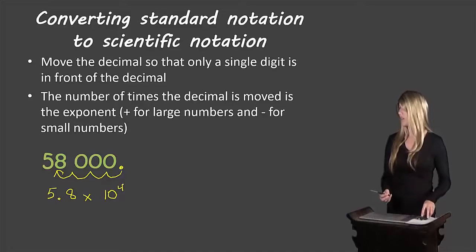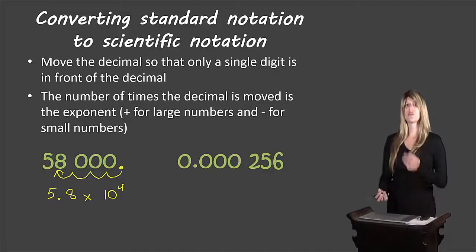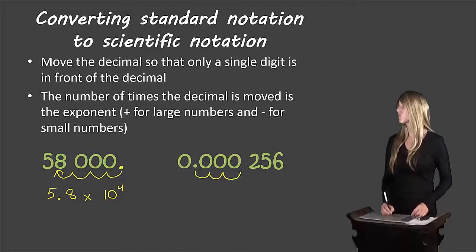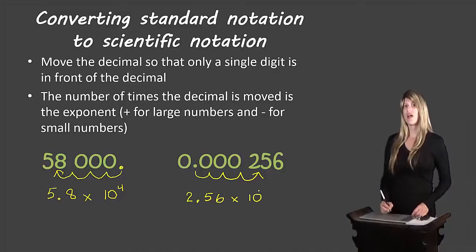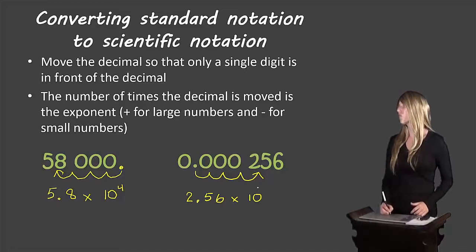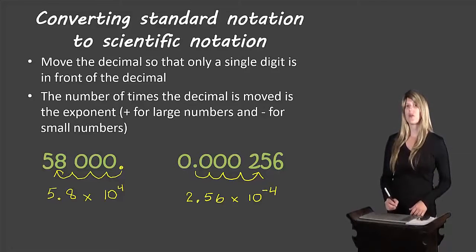Let's take a look at a small number now. In this case, we already have a decimal, but we need to move it so that there's one non-zero digit in front of the decimal. So we're going to move it 1, 2, 3, 4 times. So we'll end up with 2.56 times 10. And we moved it 4 times, and we moved it to make a small number in scientific notation, so it'll be negative 4.